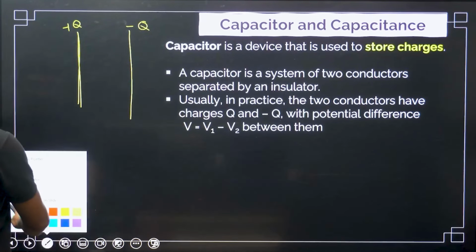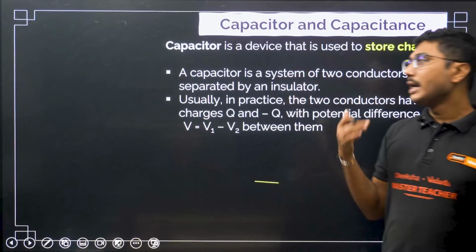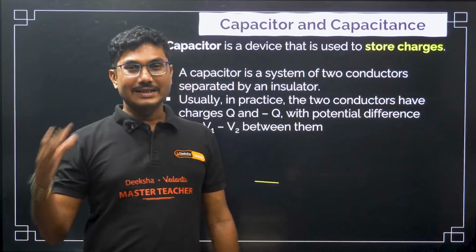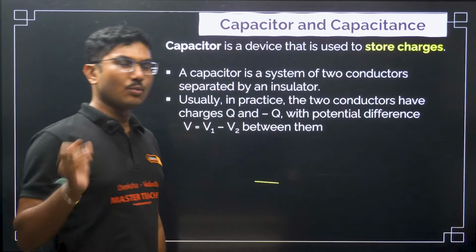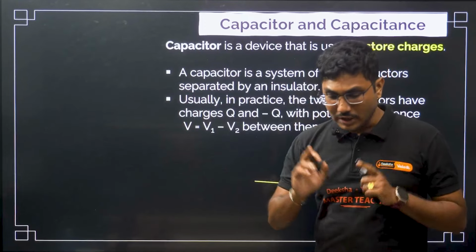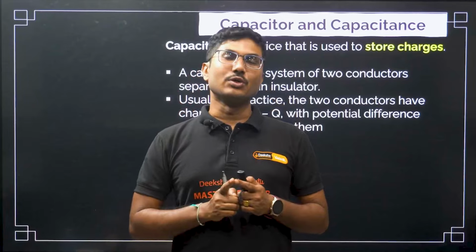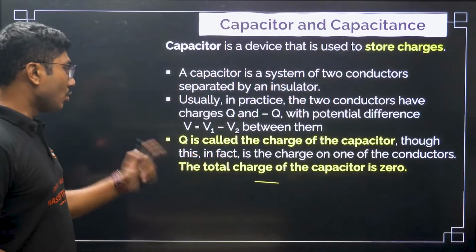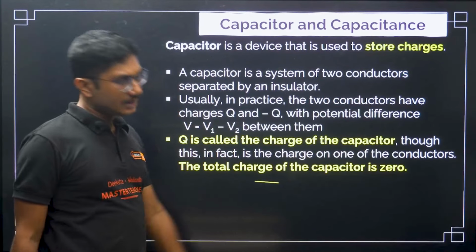Total charge inside a capacitor is always 0. But if we mention the charge of a capacitor, that means the magnitude of the highest charge kept in one of the plates. But if the question comes, very very important, if the question asks for the total charge in a capacitor, the answer will be 0. Q is called the charge of the capacitor, though in fact it is the charge on one of the conductors; the total charge of the capacitor is 0.